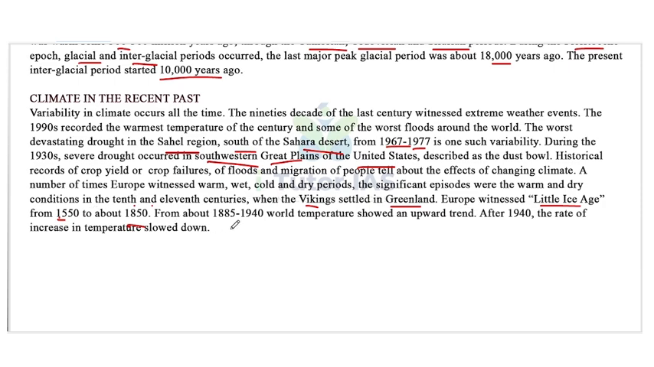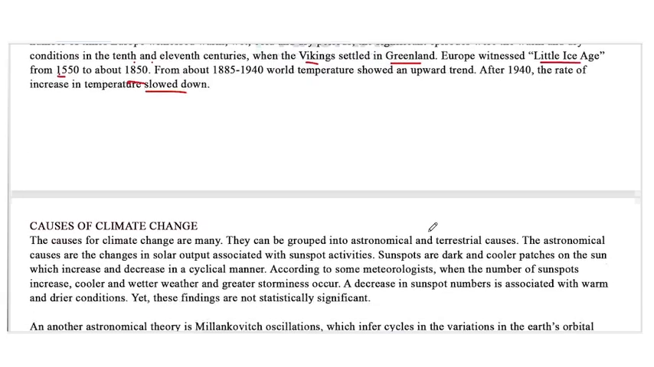From about 1885 to 1940, world temperature showed an upward trend. After 1940, the rate of increase in temperature slowed down. So that is the climate in the recent past.